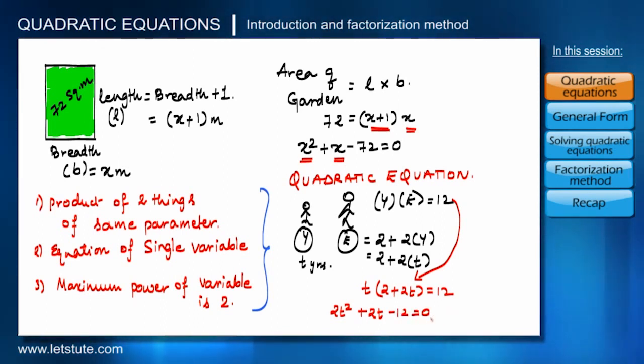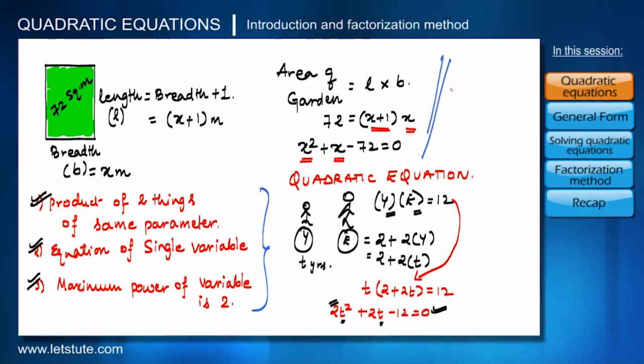So in this equation we can see that we got this equation when we took the product of two things of the same parameter. That is, we took the product of the ages of the two brothers and both of their ages are in terms of years. Second is an equation of single variable, that is t. And point number 3 is the maximum power of the variable is 2. So here again we have the maximum power of t as 2. This equation satisfies all the three important points. Therefore, even this equation is called a quadratic equation.